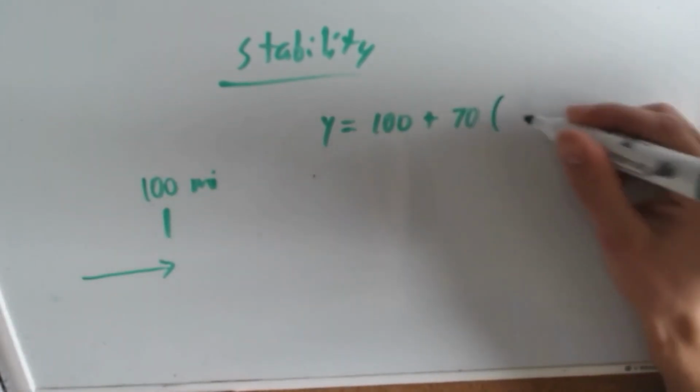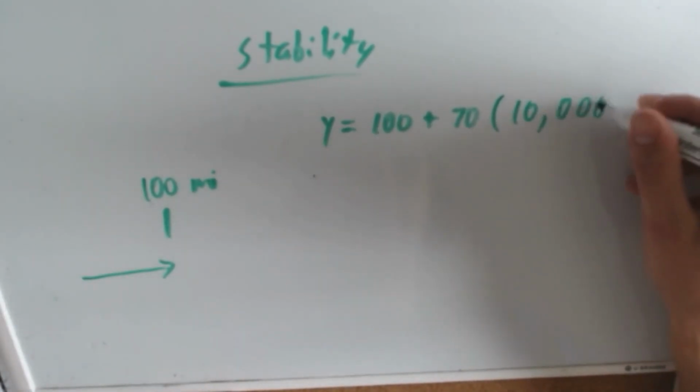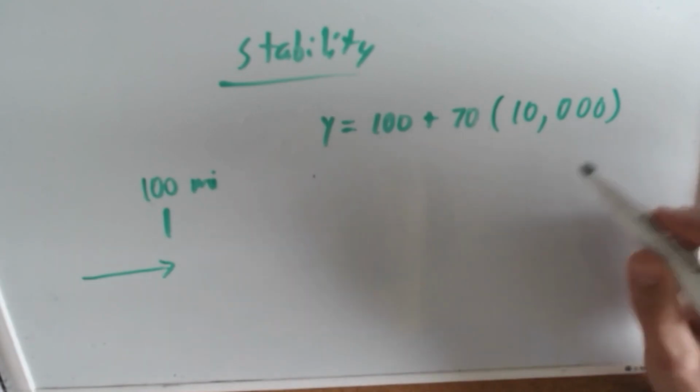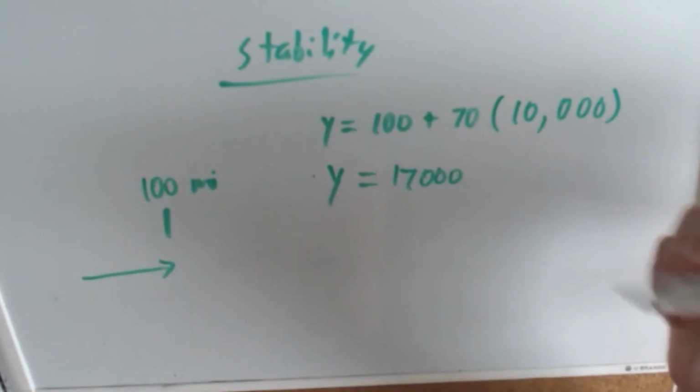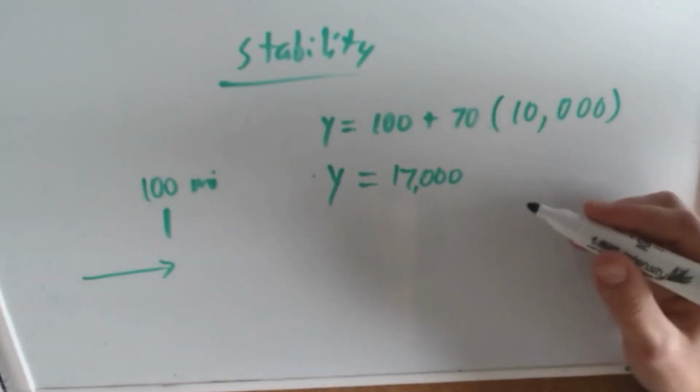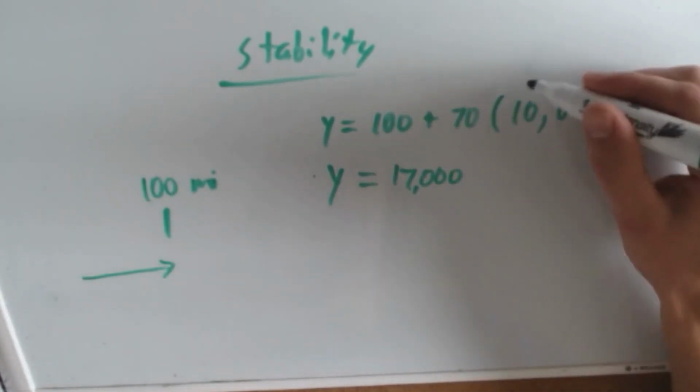Now let's say they get lazy and only want to evaluate it once every 10,000 seconds, which is like less than 3 hours. But now his new position is going to be y equals 17,000, which he probably just overshot New York. So that's just stability. You need to keep this thing really small.